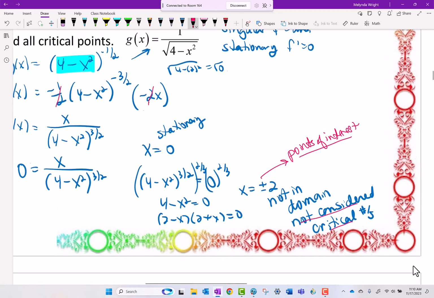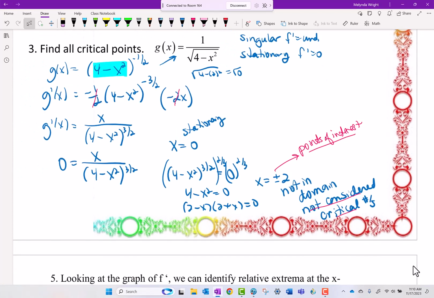So that's critical points. Okay, so we actually just have one. We have one critical point, and that is at x equals 0. That's all we have for this function.